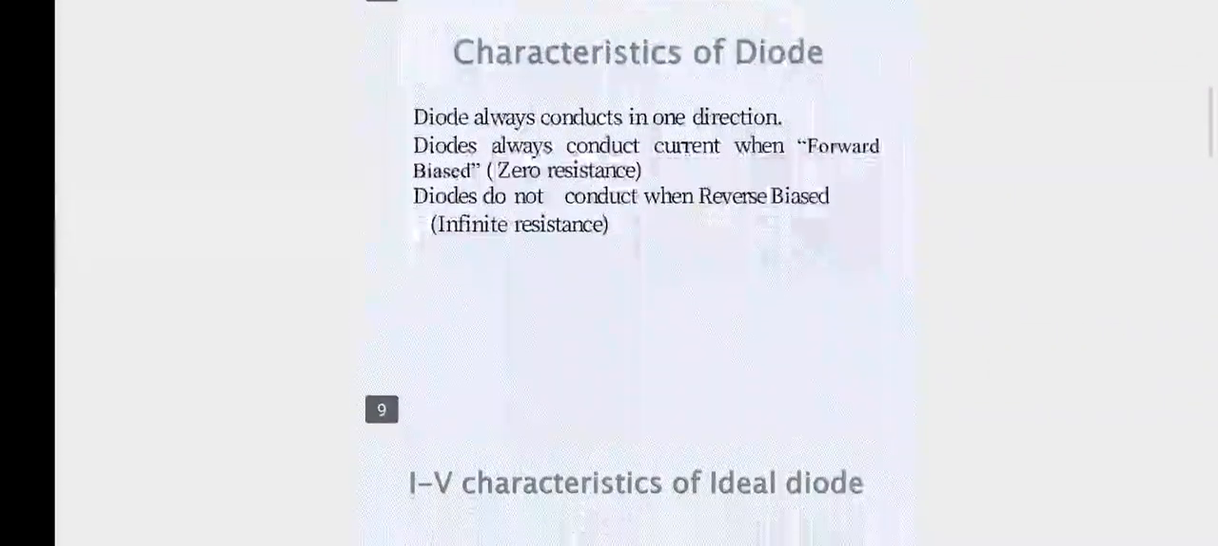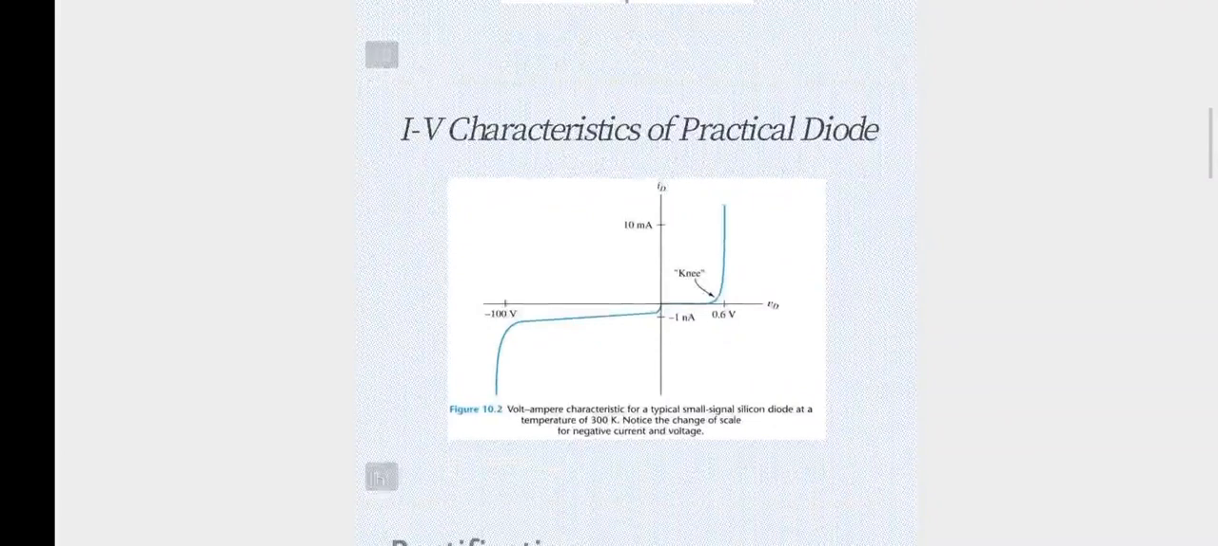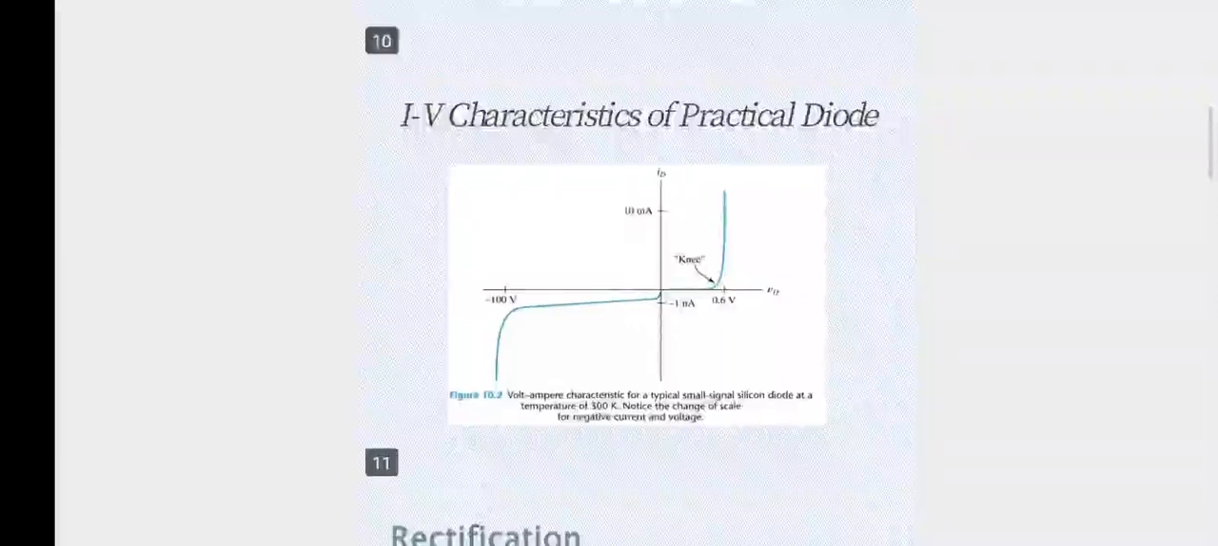Characteristics of the diode: a diode always conducts in only one direction, that's why it's a unidirectional device. A diode conducts current when forward biased, at zero resistance. A diode does not conduct when reverse biased, at infinite resistance. This is the IV characteristic of the ideal diode. You can see the current and voltage axes are 90 degrees apart from each other. This is the practical IV characteristic of the diode. In practice, any device has a minimum resistance value, so there is a difference in the voltage as well as the current.